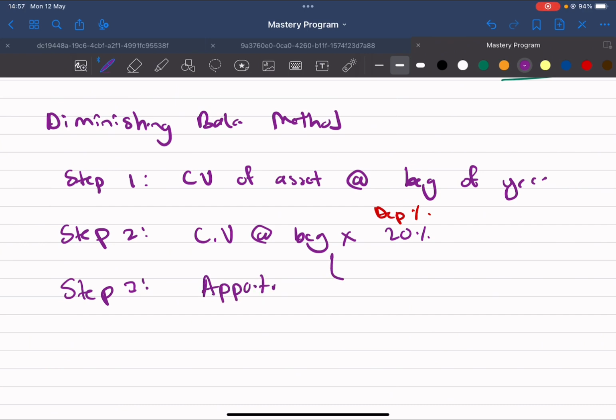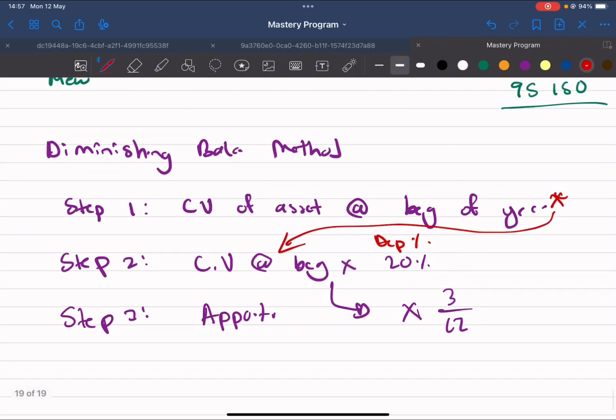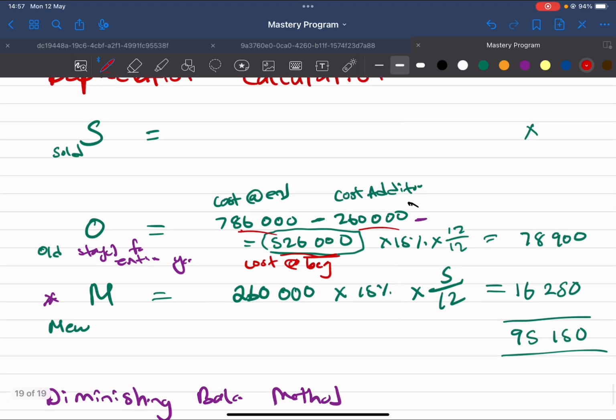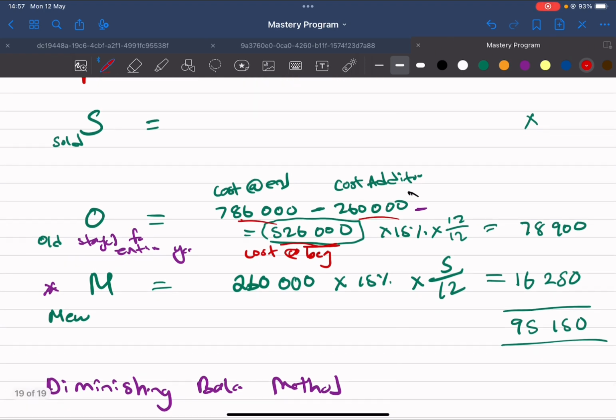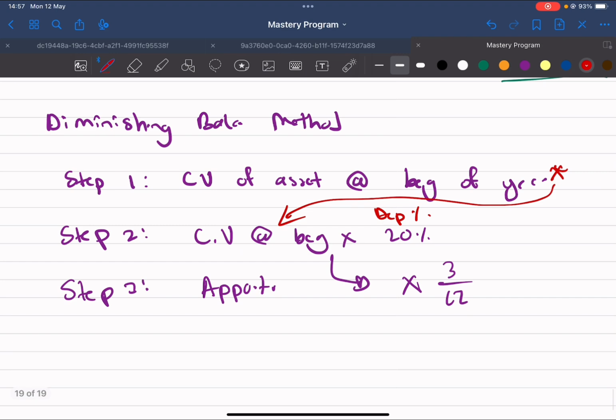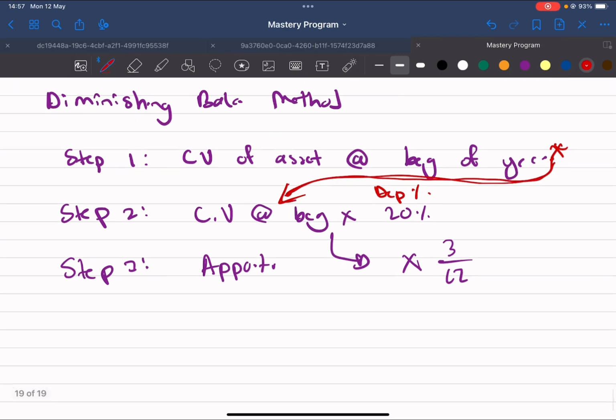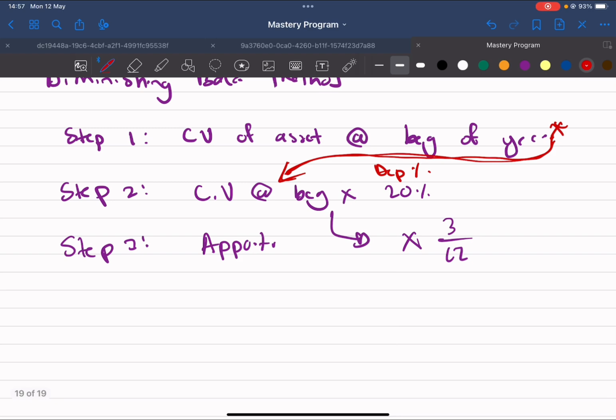And then after that, step 3, apportion if necessary. So you're going to take whatever amount you got here, multiply it by the number of months that the asset stayed in our business. But the key thing is you always calculate depreciation on the carrying amount at the beginning. The difference with depreciation on cost is that whenever we calculated depreciation, we only used the cost amount, how much it cost us to buy that asset. But here we always need to find the carrying value of that asset at the beginning. So let's do that here.